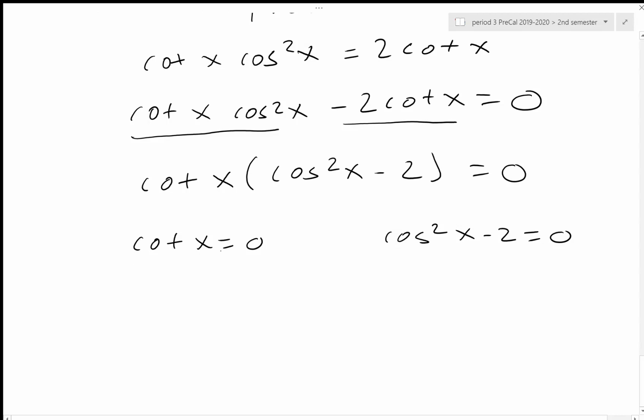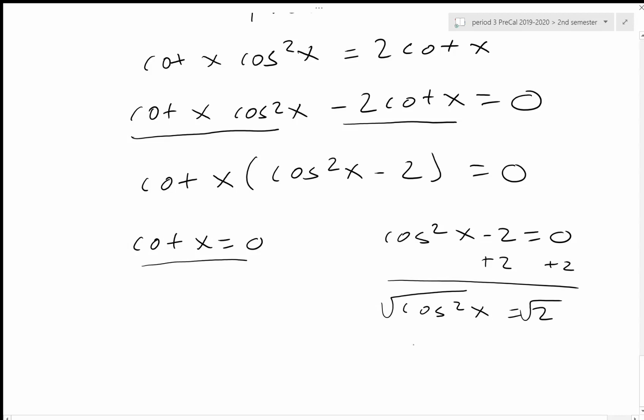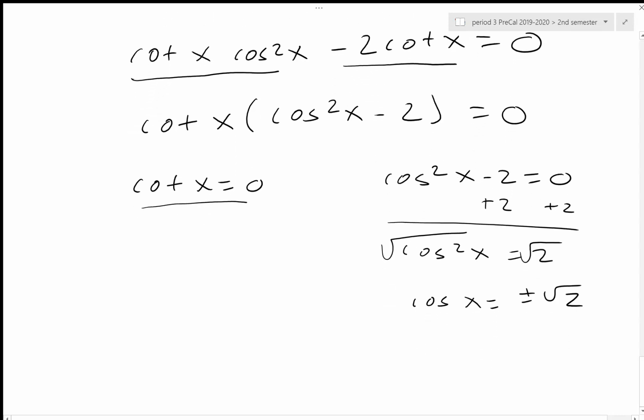This one's already solved, so that's great. Let's solve this one. Plus 2 plus 2. Cosine squared x equals 2. I factor that, I get cosine x equals plus or minus the square root of 2. Okay?